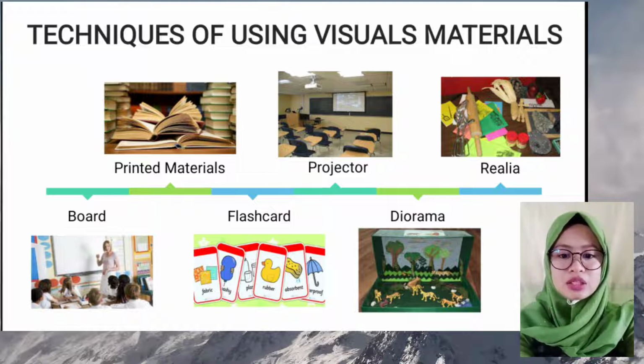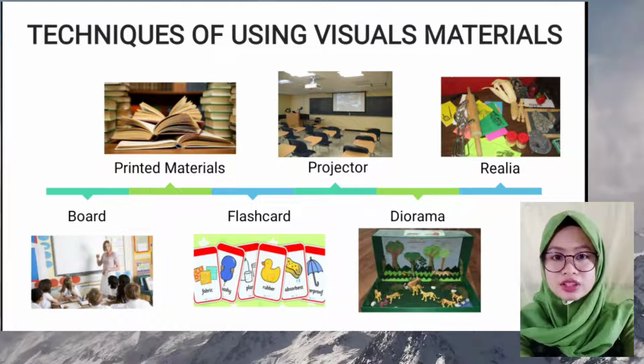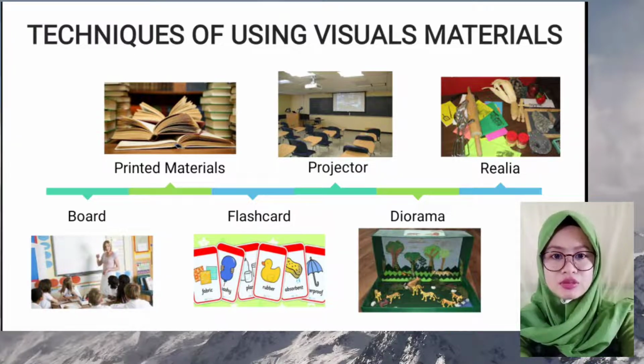And the last one is realia. Realia are objects that represent the target language culture, like helmets, packages, boxes, containers of goods, and objects of universal use like shopping baskets, toy telephones, and so on.